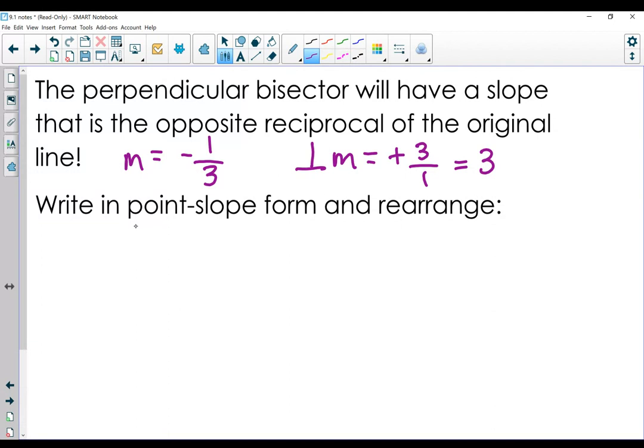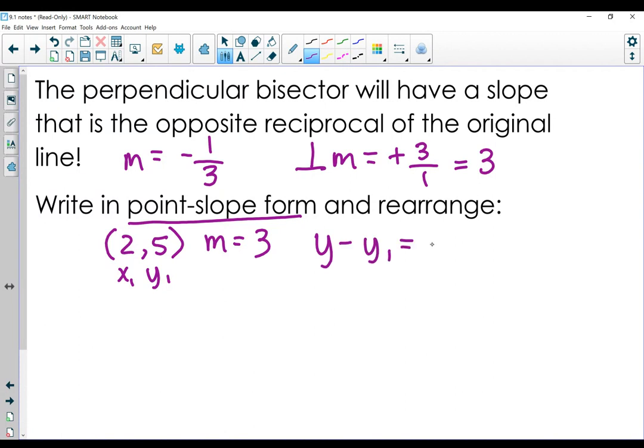So we're going to use point slope form. For that, all I have to have is a point and a slope, and that's what I have right now. I have my slope as 3, and then the point we got on the other page was that midpoint. So for our point, we have a 2, 5. That'll be my x1, y1 in the point slope formula. And my m is 3. And just to review, point slope form is y minus y1 equals m times the quantity x minus x1. So this will give me y minus 5 equals 3 times x minus 2.